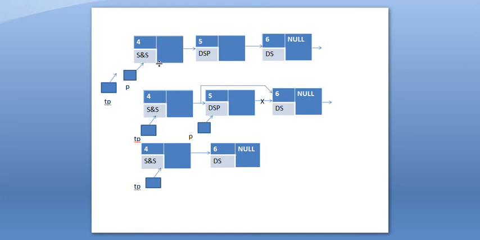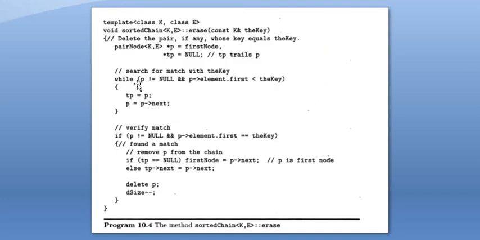Now again you check whether the information 4 is exactly equal to the key value, which is done with the help of a while condition. While P not equal to null, so P is pointing to the first node, so it is not null, and P of element dot first is less than key, you check.